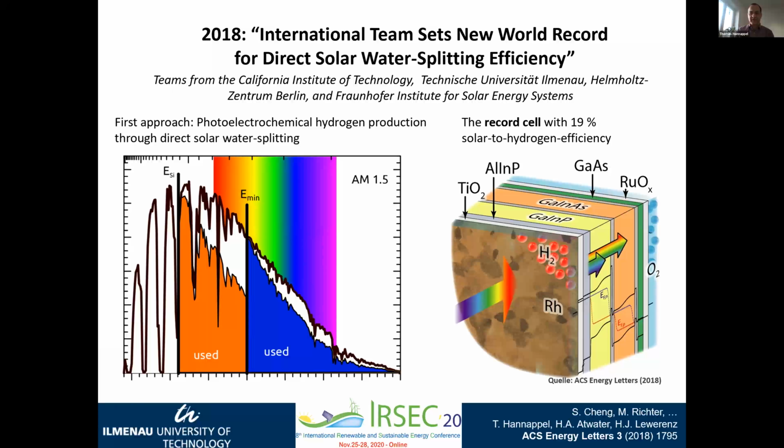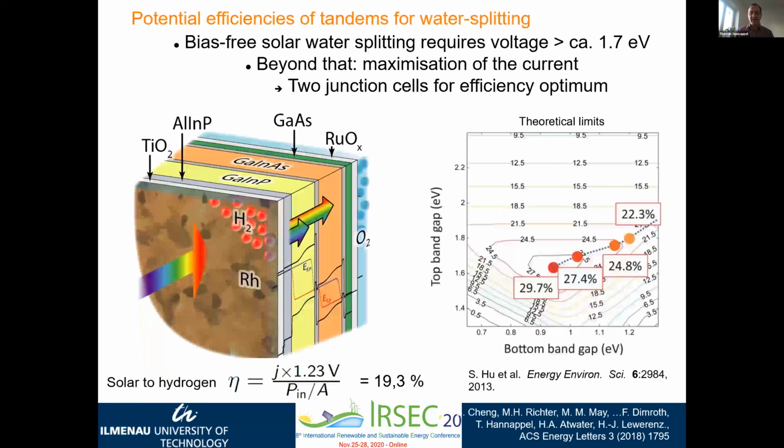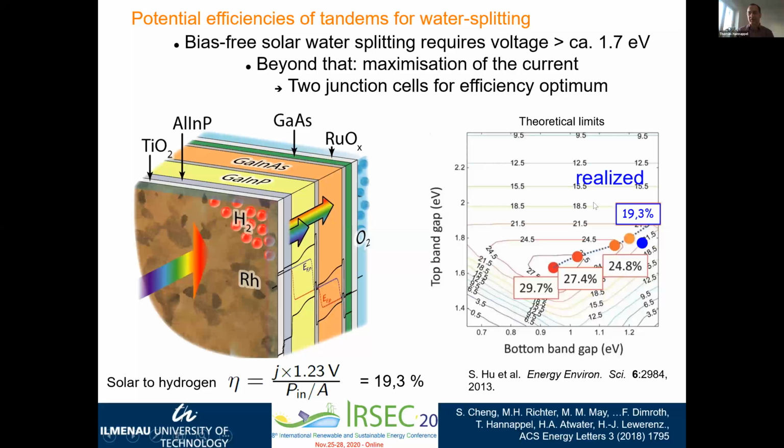Having done all this with the device structure on the right-hand side here, it is possible to achieve so far, and we have shown this, solar to hydrogen efficiencies above 19%. If you compare this to the theoretical values which can be achieved, what you can see here is a variation of the different band gaps, and you see here in the bull's eye efficiencies of around 1 eV band gap and 1.7 eV band gap. And the device structure which we have realized is a little off the optimum values.